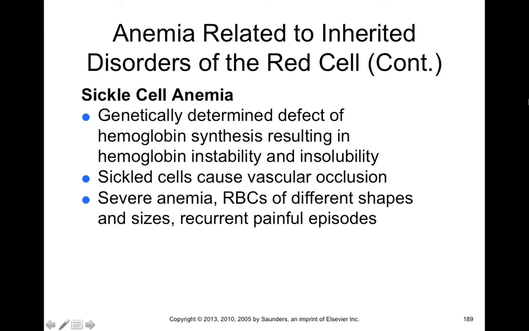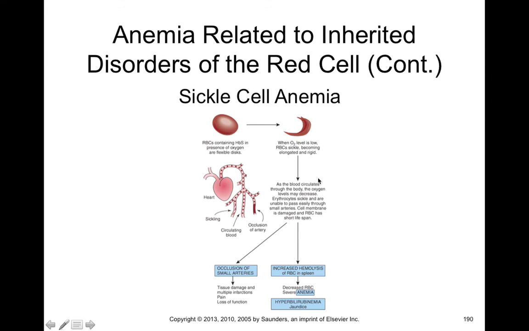The next form of anemia we'll talk about is sickle cell anemia. It's a genetically determined defect of hemoglobin synthesis that results in hemoglobin instability and insolubility. What happens here is that cells become sickled, which leads to vascular occlusion that can be painful. It's a more severe form of anemia, and the red blood cells are different shapes and sizes. This causes painful episodes due to vascular occlusion.